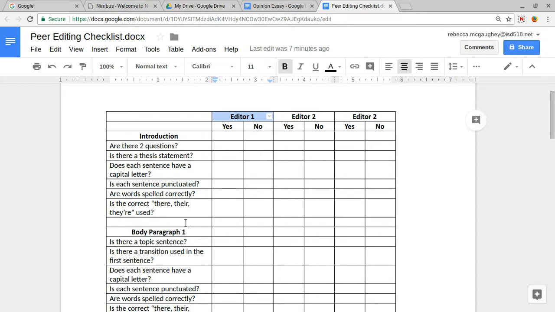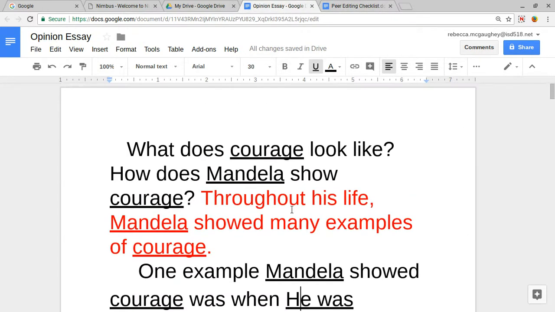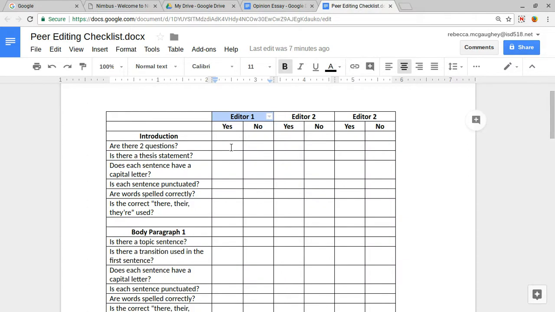If I remember, the 3 parts of a paragraph are introduction, body, and conclusion. Right now, we only have the introduction and the body. We'll write the conclusion later on. But as an introduction, are there 2 questions? So I'm going to look at my very first paragraph. I have 1 question and I have 2 questions. So I'm going to mark that as a yes.